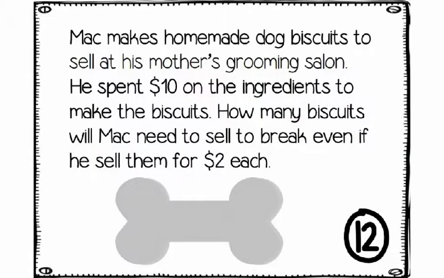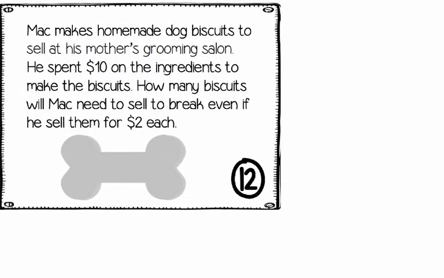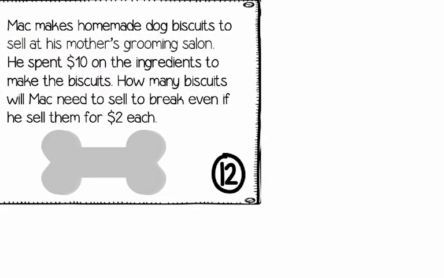Next, Mac makes homemade dog biscuits to sell at his mother's grooming salon. He spent $10 on the ingredients to bake the biscuits. How many biscuits will Mac need to sell to break even if he sells them for $2 each? Alright, so we know that he sells the biscuits for $2 each, but he spent a total of $10 on the ingredients.